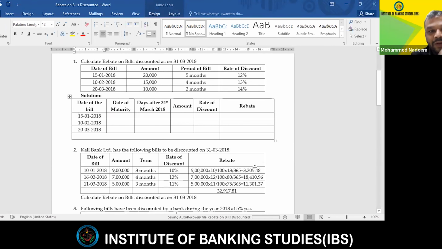Now, see the first question. Calculate rebate on bill discounted as on 31st March 2018. So the bill is maturing after our financial year is closed. 31st March 2018, the financial year is going to close. Now come to the first bill date. When did you purchase the bill?